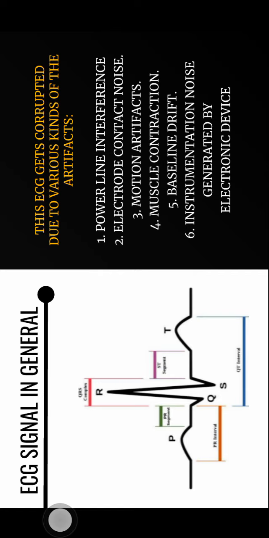The second is baseline drift. In baseline drift the signal is very neat, but the baseline is shifted. Instrumentation noise is generated by the electronic device; each small component in an electronic device generates noise, adding up to a greater noise.